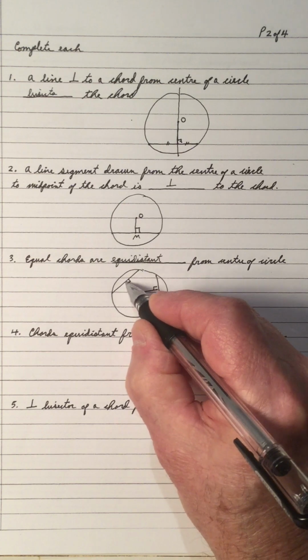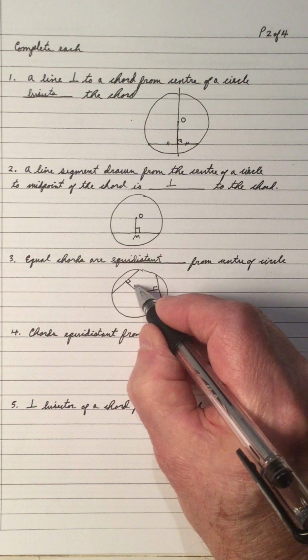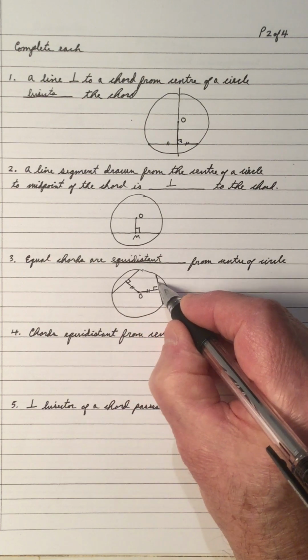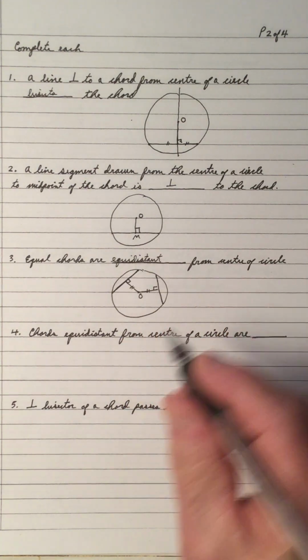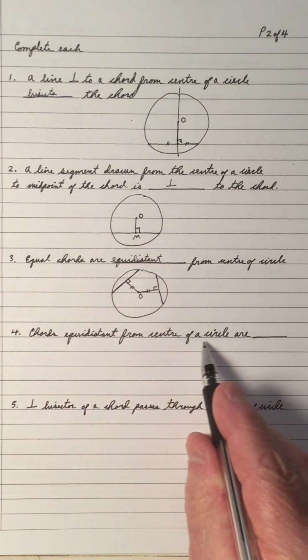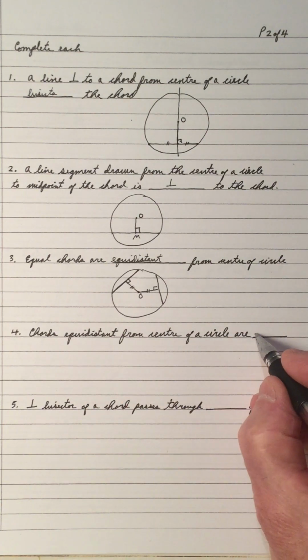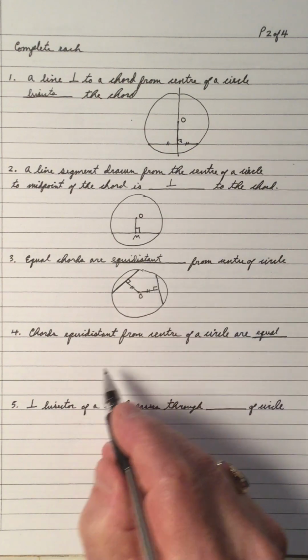So notice, when we say distance, we mean the perpendicular distance. This distance is equal to this distance when these two chords, this one and this one, are equal. Chords equal distance from the center of the circle. So if chords are equal distance from the center, then the chords are equal. That's the converse of this statement here.